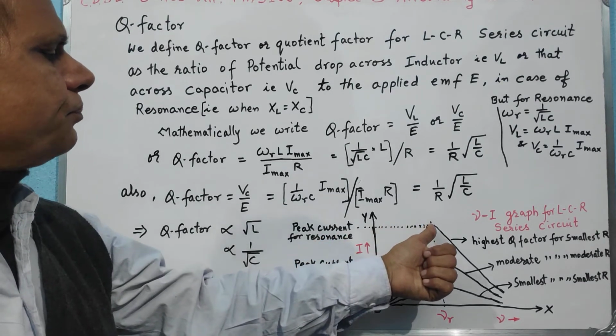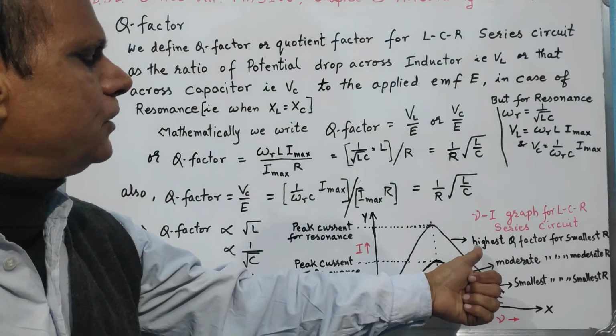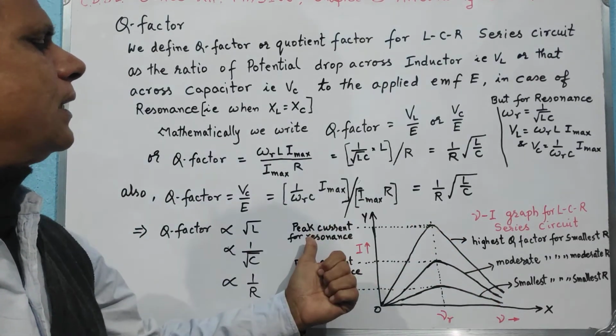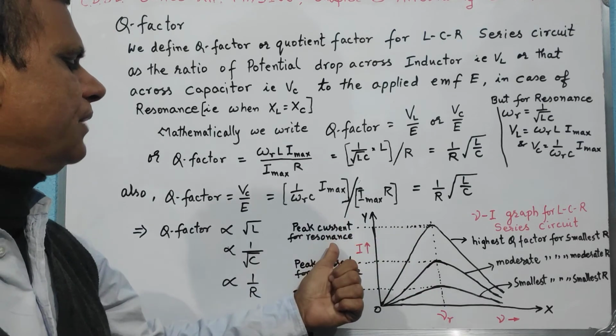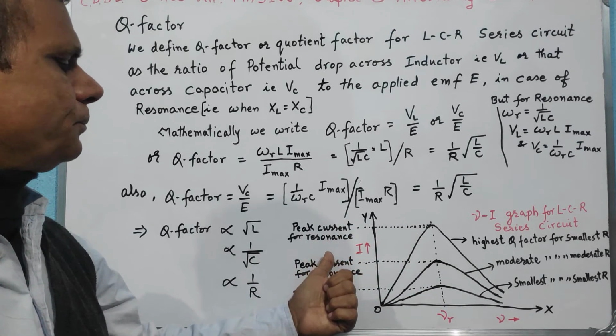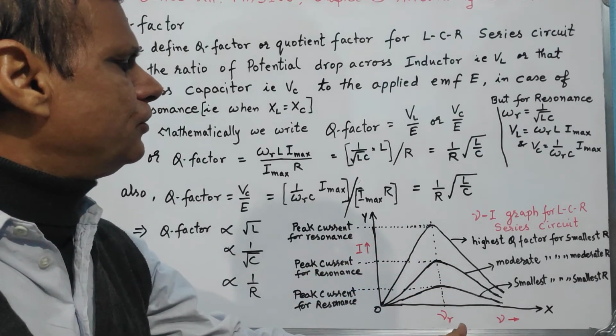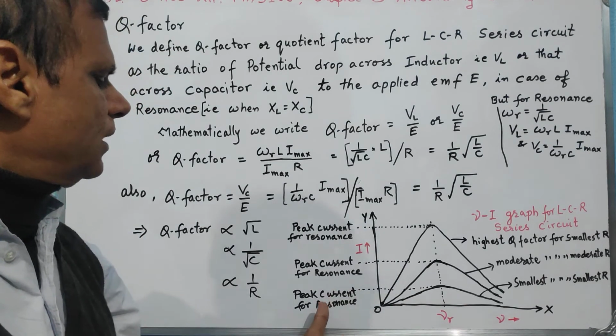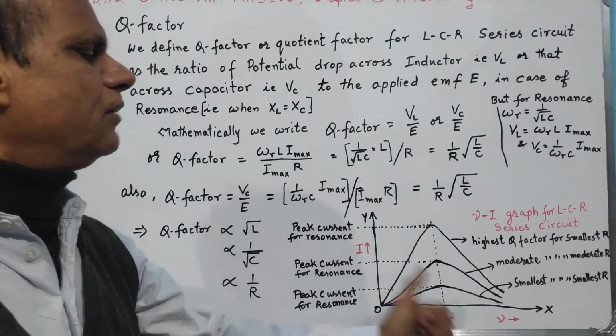You see, the higher the Q factor, the higher will be the peak current. Higher will be the peak current for the case of resonance. The smaller the Q factor, the smaller will be the peak current for the case of resonance.